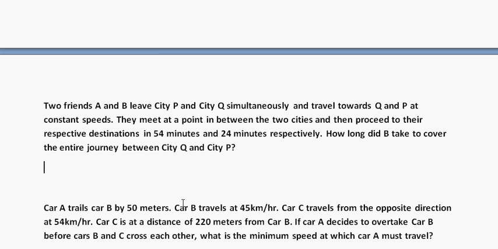Slightly complicated question, which says two friends A and B leave from P and Q simultaneously, traveling towards Q and P at a constant speed. They meet at a point in between the two cities and proceed to their respective destinations in 54 and 24 seconds respectively. How long did B take to cover the entire journey from P to Q?